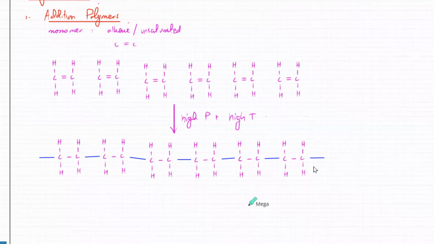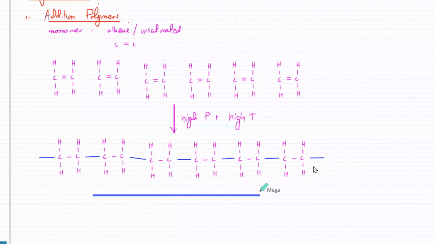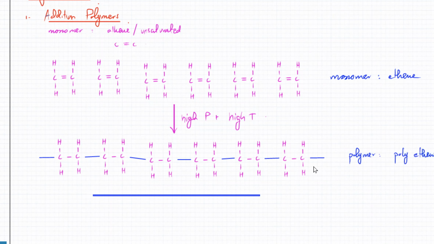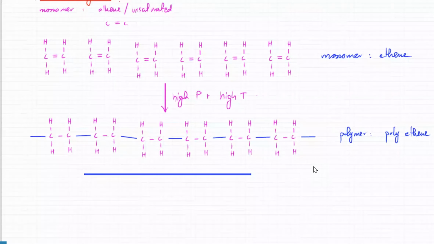Yes, sir. Also remember one more thing about this. I'll do another example, a slightly more complicated molecule. Now this is if your monomer is ethene. If your monomer is ethene, your polymer is going to be polyethene. The name of the polymer would be polyethene. It just means that it's a multiple of ethene. So that's a polyethene polymer.